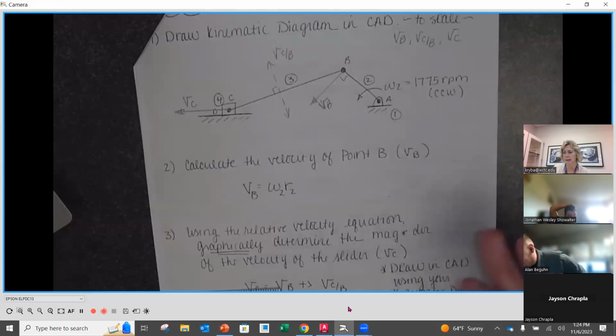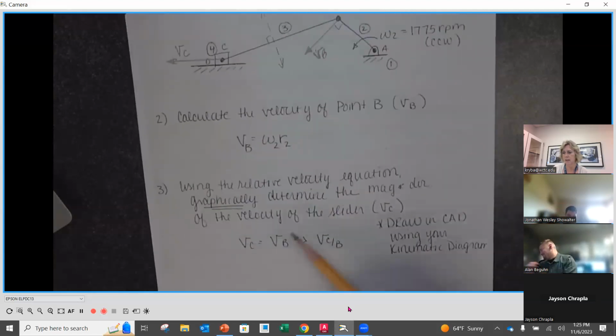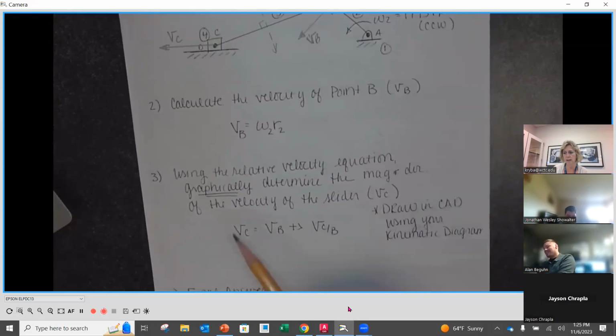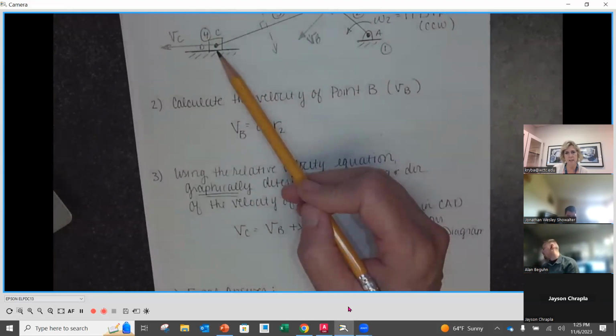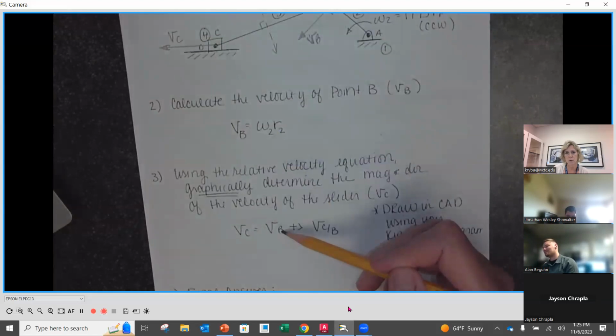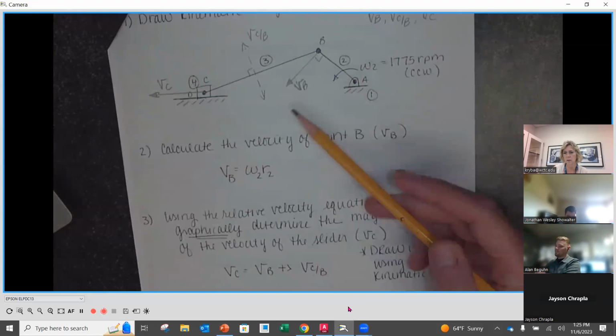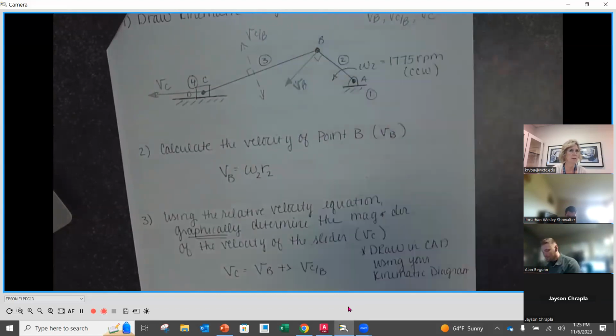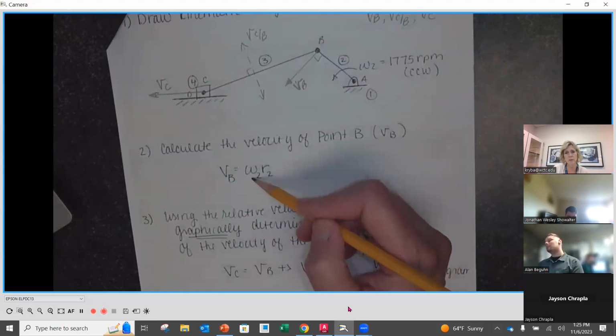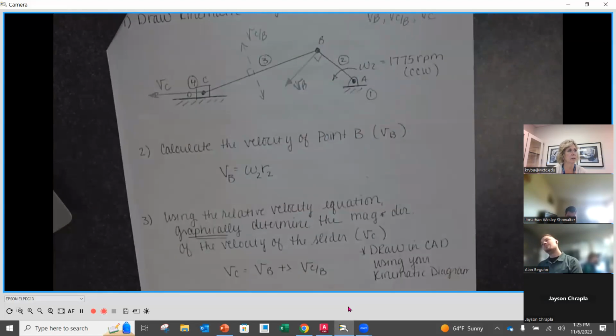Okay, B and C. And as we skip down to step number 3, here's our familiar equation. If we're trying to find the output velocity of C, we're going to set that equal to the velocity of B, where we know everything on the crank, plus vectorially the velocity of C relative to B. Before we start drawing anything, we need to first determine the magnitude of velocity of B. We have everything there. So go ahead and solve for the velocity of B.